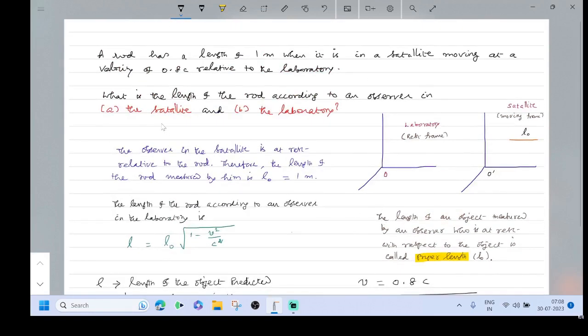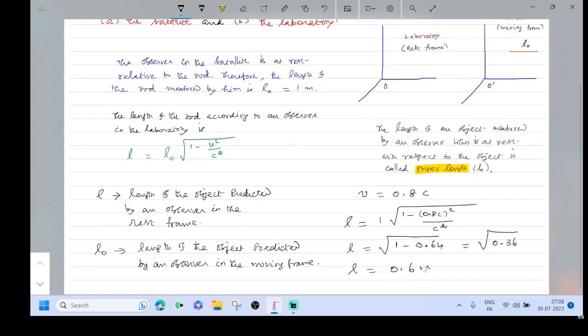Now we may point out, for the observer in the satellite, the length is 1 meter. For an observer in the laboratory, the length is 0.6 meters.